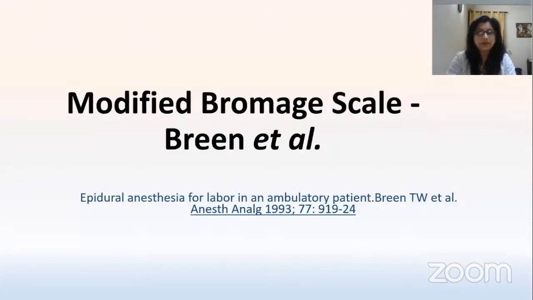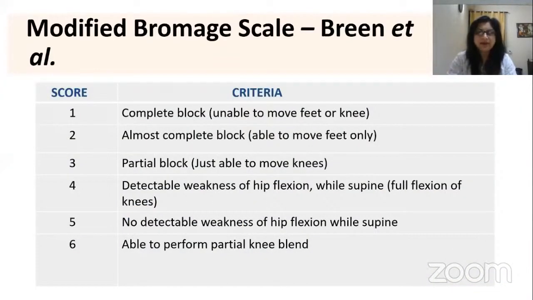So, to overcome the limitations, Breen et al. used a 6-point scale for the assessment of motor block in ambulatory patients who received epidural analgesia for labor, in which 2 categories were added to the modified Bromage scale. The 2 new categories were detectable weakness of hip flexion while supine and able to perform partial knee bend while standing. Now Dr. Priyanka and Dr. Dheeraj will demonstrate the 6-point motor assessment scale given by Breen et al.